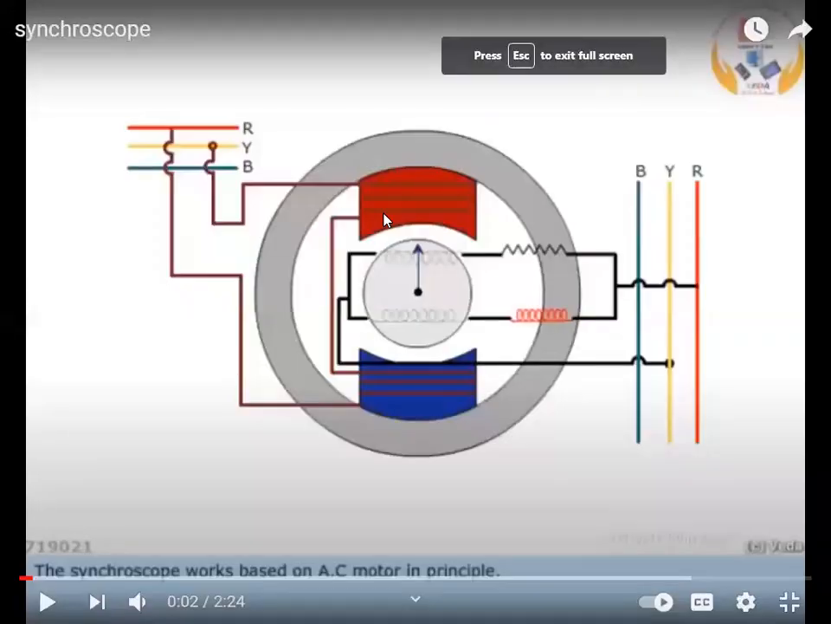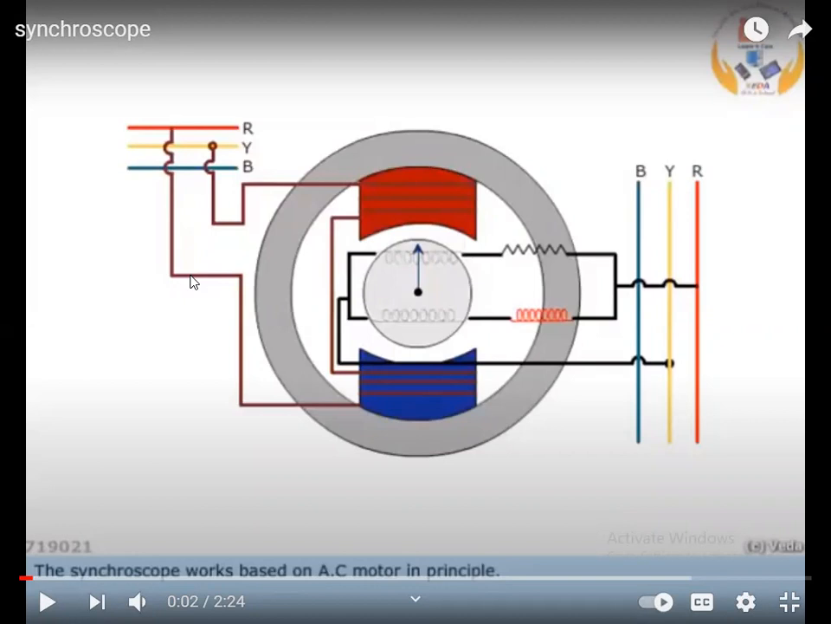Now, what is a synchroscope actually? So this is the synchroscope. It has three terminals. Again, it is used for synchronization. So let's say this is my bus bar voltage and this is my alternator voltage. Or you can consider this is my alternator voltage and this is my bus bar voltage. According to the difference, it will rotate either in the clockwise direction or the anti-clockwise direction.